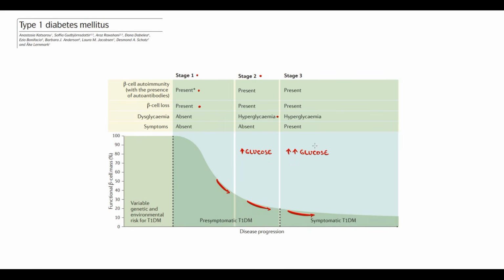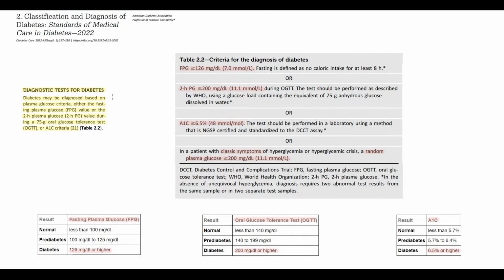Why is blood glucose level so important? Because elevated blood glucose level is the major criteria of diabetes. In order to make a diagnosis of diabetes, we need to determine elevated blood glucose level, simple as that. And elevation of blood glucose level we determine based on 3 major tests. First of all, it's a fasting plasma glucose level, which in case of diabetes should be higher than 126 mg/dL or 7 millimoles. The second test is glucose tolerance test, or we call it the 2-hour plasma glucose level.